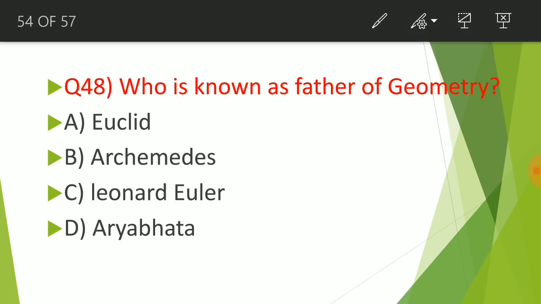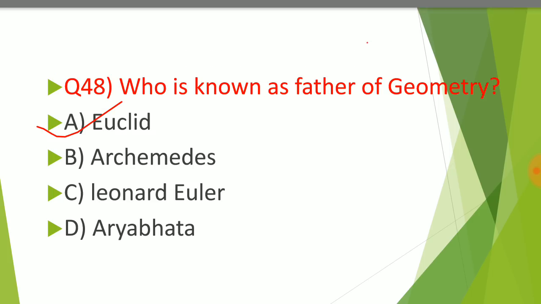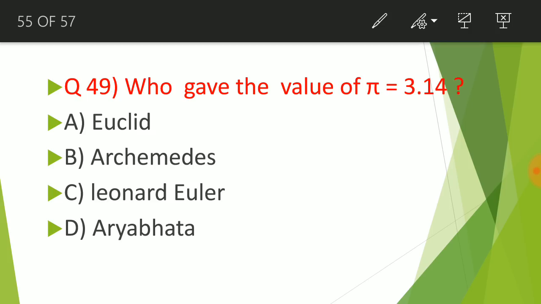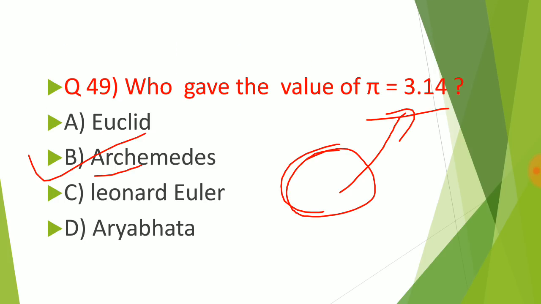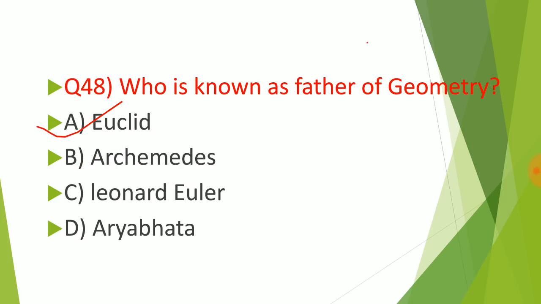Now let us move to question number 48. Who is known as the father of geometry? Euclid is known as the father of geometry. Who gave the value of pi equal to 3.14? It is Archimedes. Archimedes contains arc. An arc will make a circle, and a circle uses pi in area and in perimeter. So Archimedes gave the value of pi, and Euclid is known as the father of geometry.